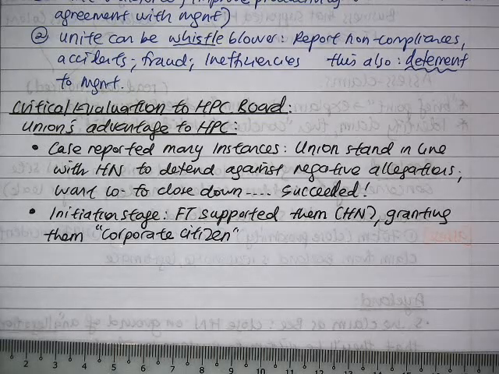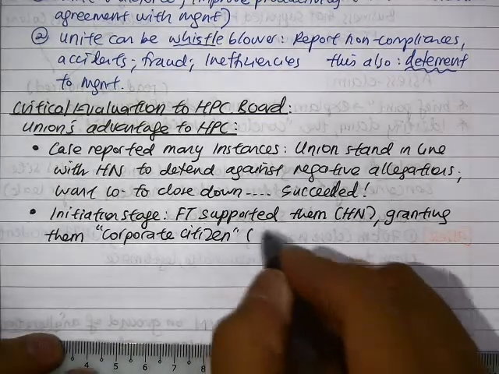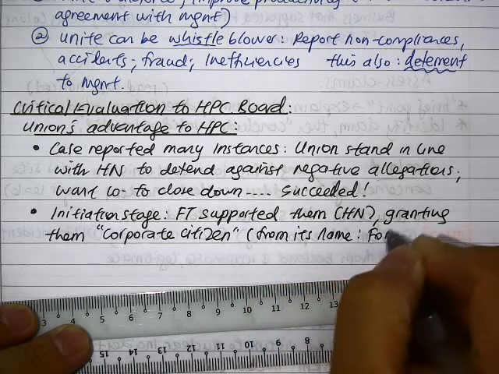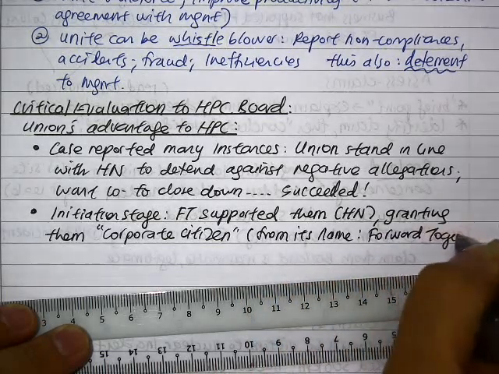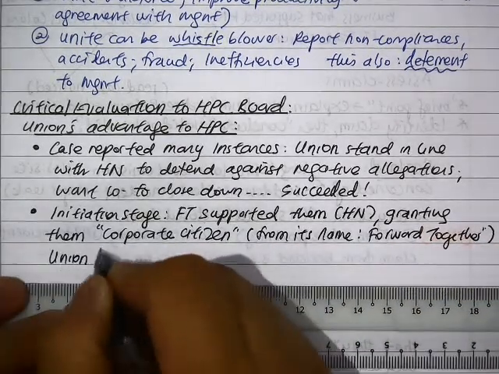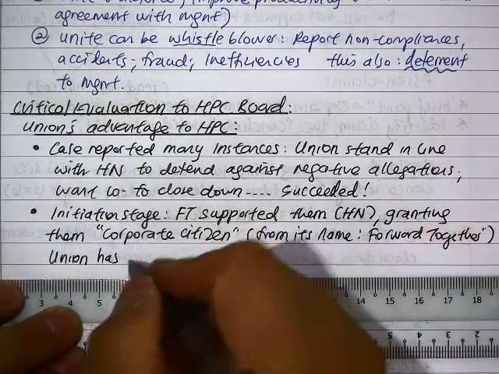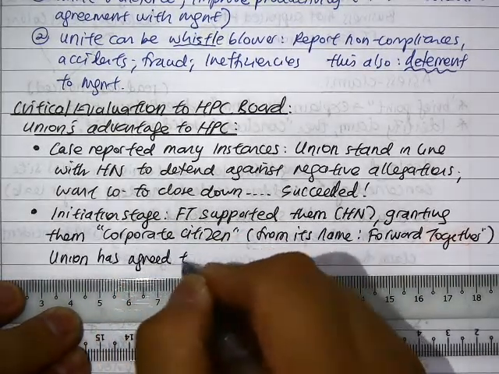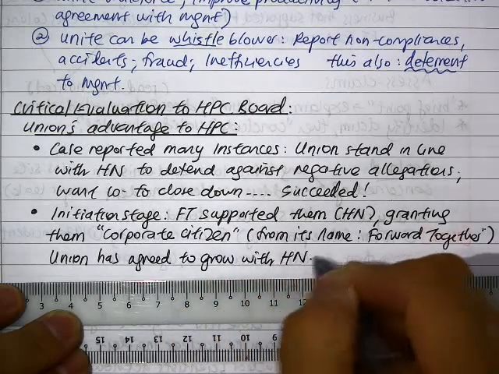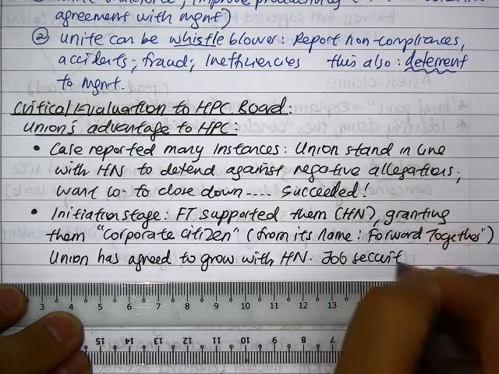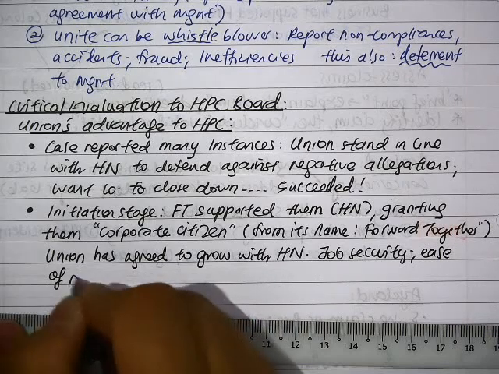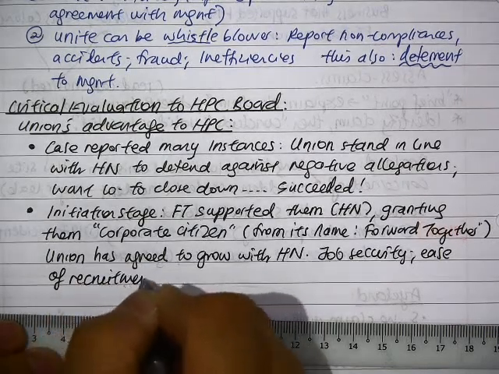Now corporate citizenship, you can even see from its name, that you call Forward Together, that the union has actually agreed to grow with HN. Now this is actually a form of job security, a form of ease of recruitment.